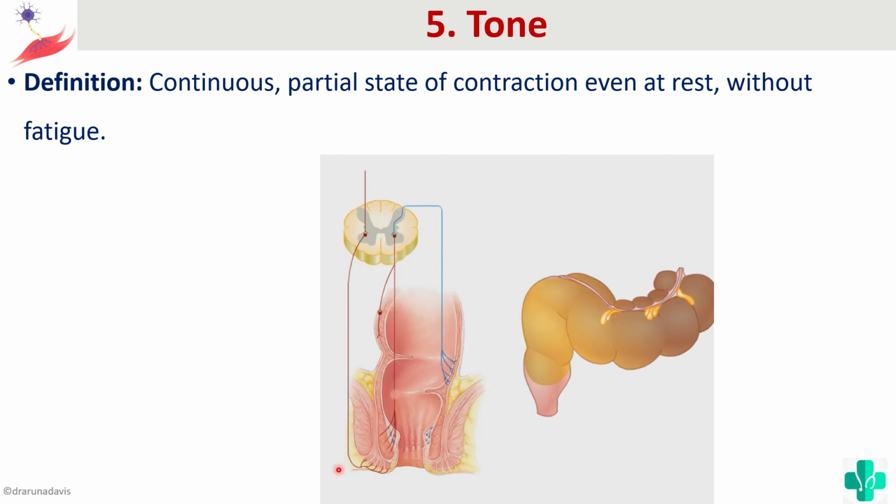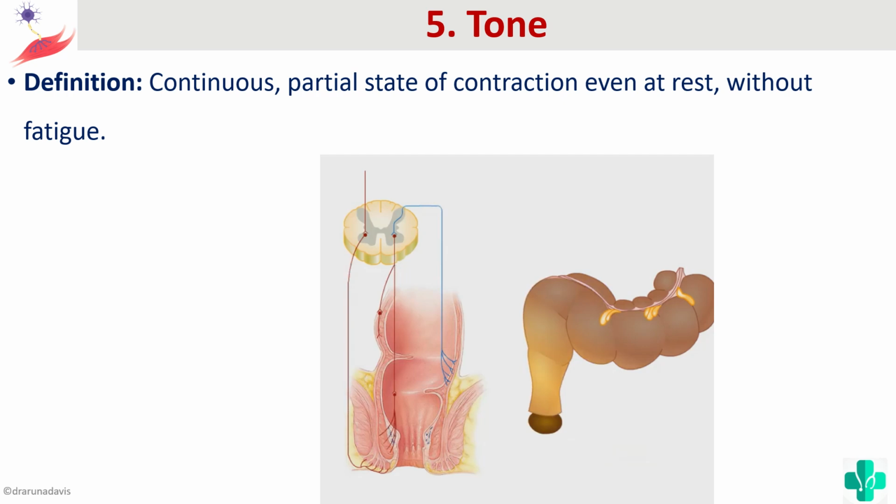So see, the external sphincter has to remain in a contracted state for a long time. And it's only when the surroundings are favorable that the external sphincter opens up, right? So that means this external anal sphincter has to maintain a partial state of contraction without fatigue. It is always contracting. So this tone is very important. Even though skeletal muscles have a tone, the smooth muscle tone is different from that of skeletal muscle.